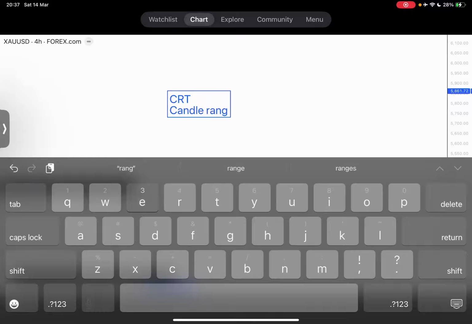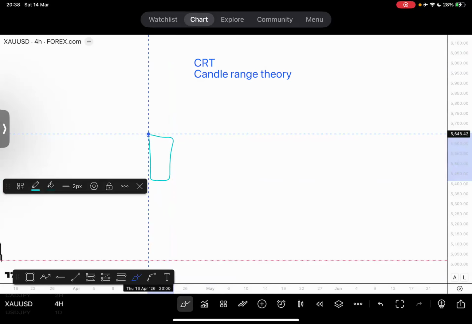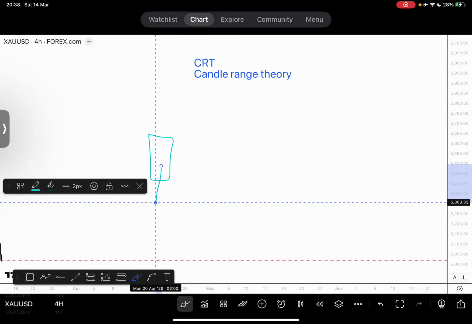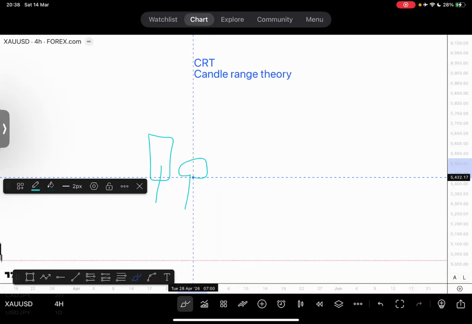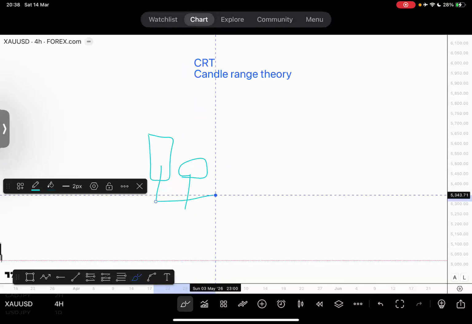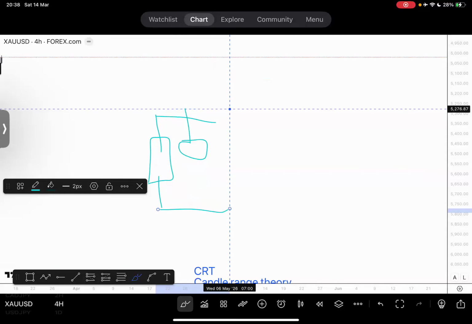Cool. So it's short for candle range theory, and it basically looks like this. You have candle A. This is the low of candle A, or candle one, either works. The second candle sweeps it and closes inside of candle one's body, and you target the previous candle's high or low. The same thing works for the sell side.